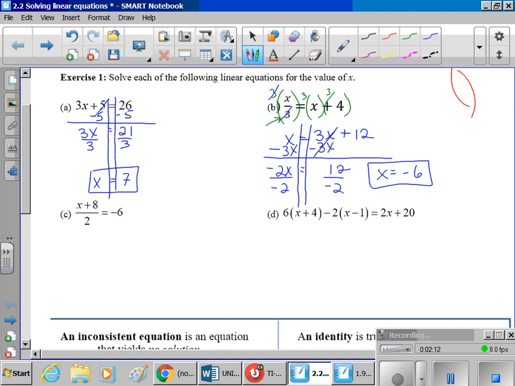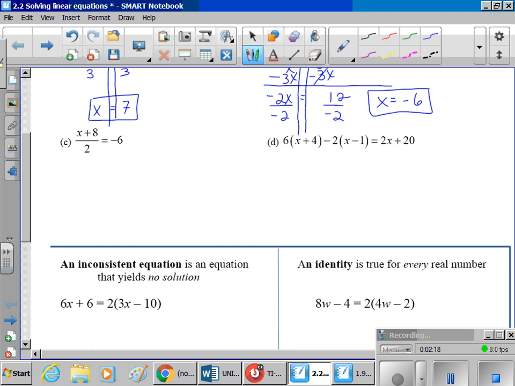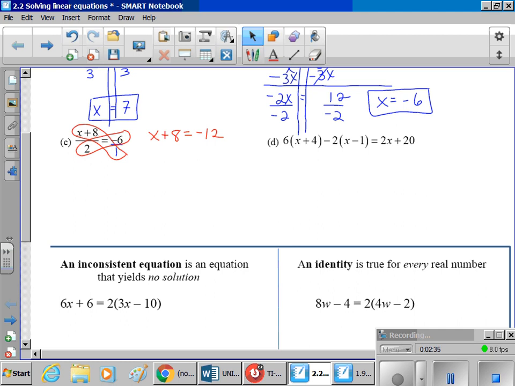Moving on to C, a couple of different ways we can approach C. We can put this over 1 and we can cross multiply. As long as you have an equal sign, you can cross multiply like this. So you would get x plus 8 is equal to 2 times negative 6, which is negative 12. So that's one way you can do it.